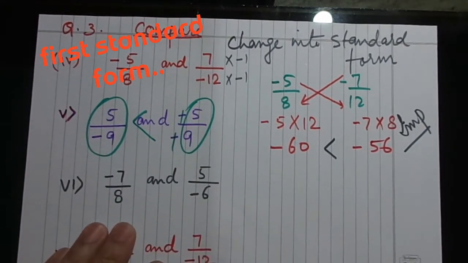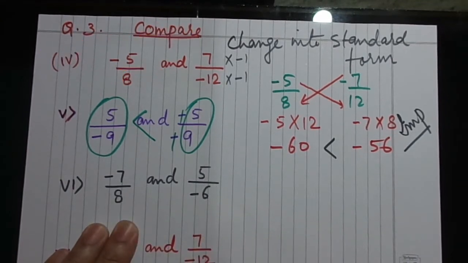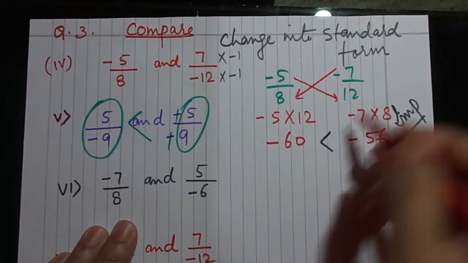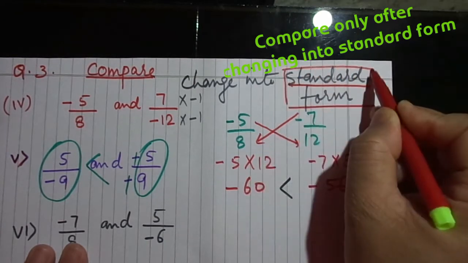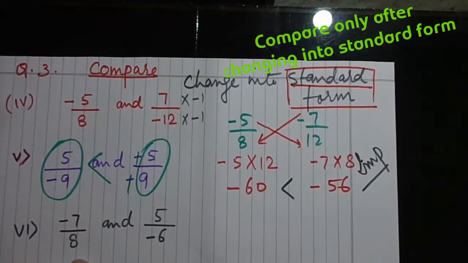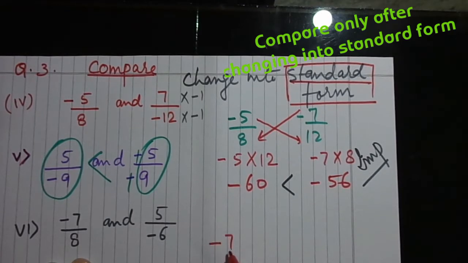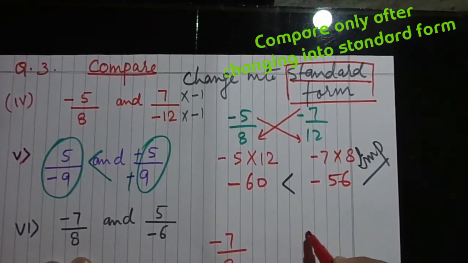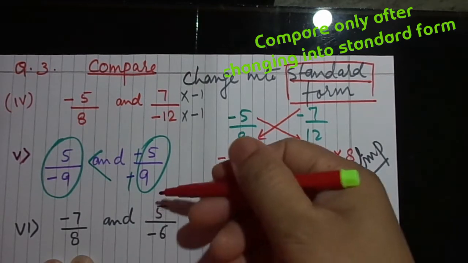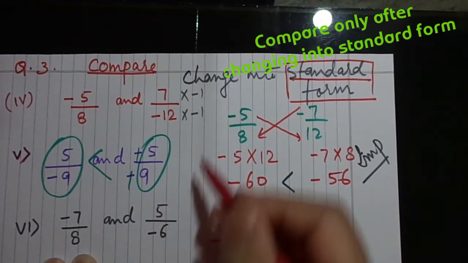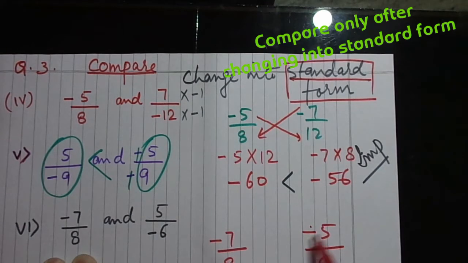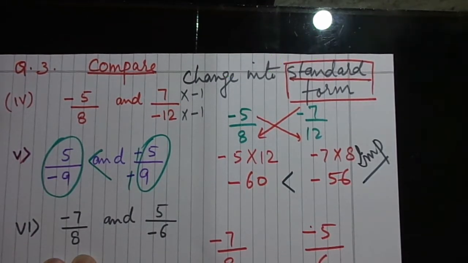Have a look over here, minus 7 by 8 and 5 by minus 6. As I said, standard form. Always remember this. Before you start solving, please convert these rational numbers into standard form. Minus 7 by 8 and it will be minus 5 by 6, because this negative sign, as I said, is so light that it moves up. Or in other words, if you multiply both of them with minus 1, you will get minus 5 by 6. Now let's cross multiply.